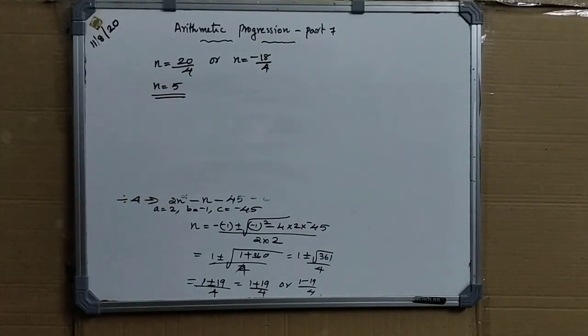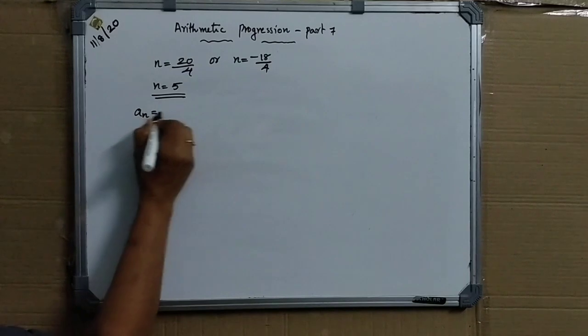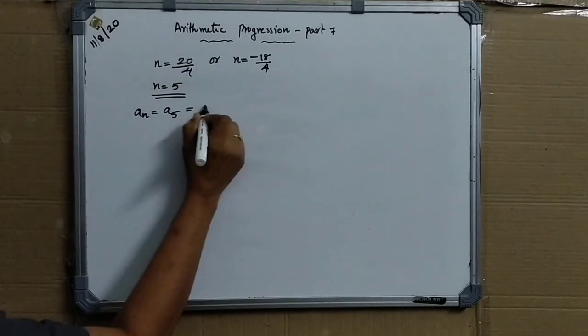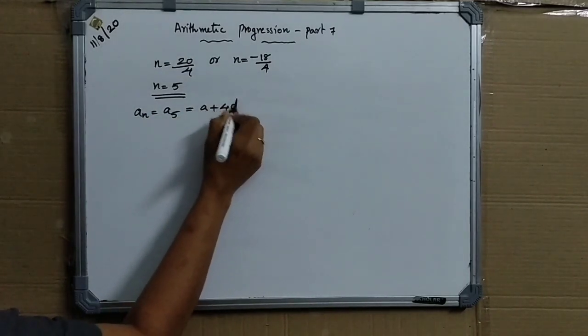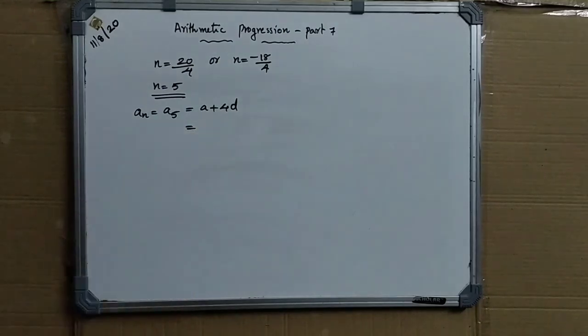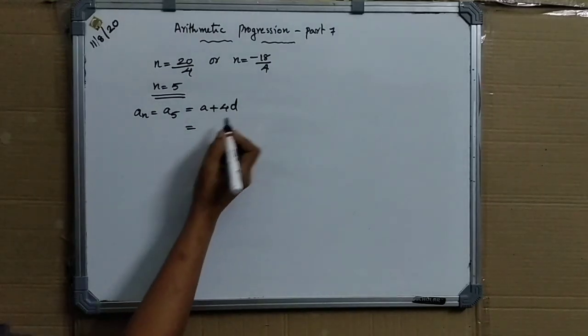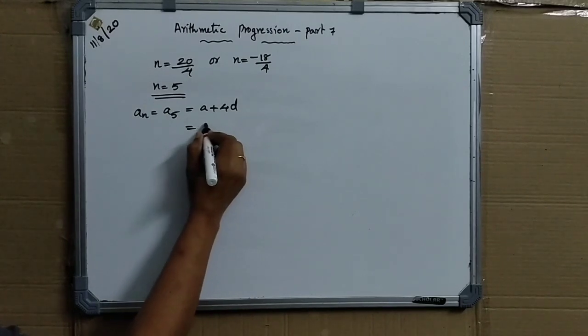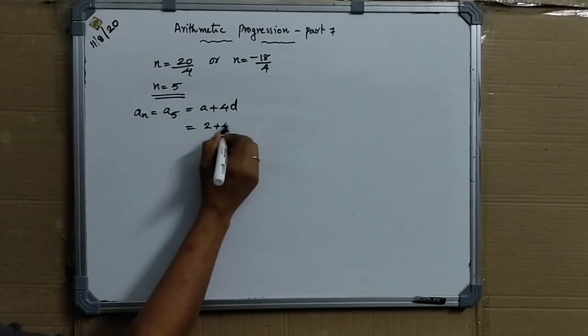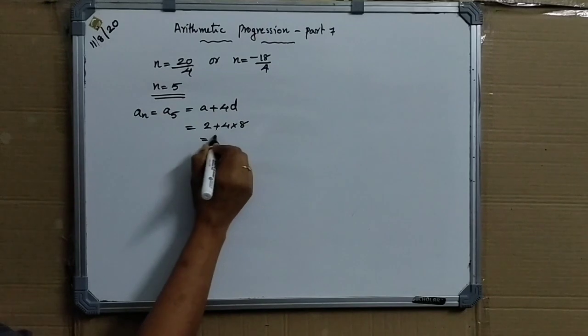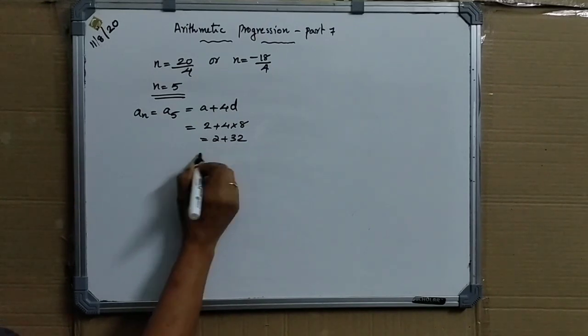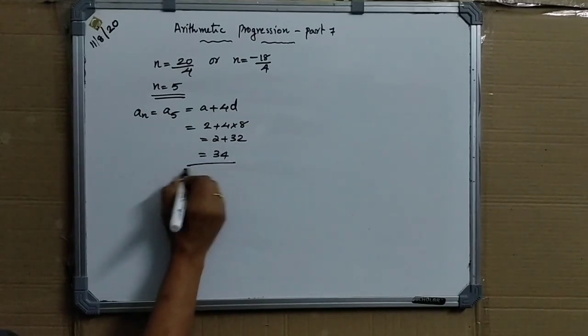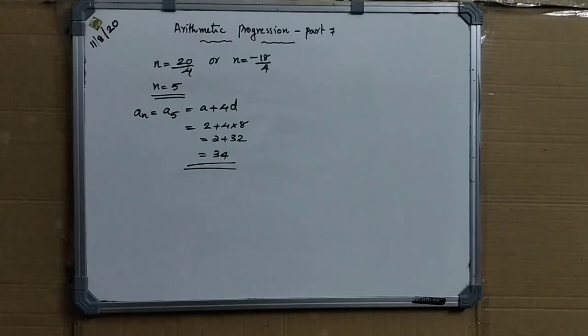Okay, so now you can find an, which means it is a5. a5 equal to a plus 4d, that is an equal to a plus (n minus 1) into d. So a5 is a plus 4d. We got it as 2 plus 4 into 8, that is 2 plus 32, that is 34. So we got n equal to 5 and a5 is 34.